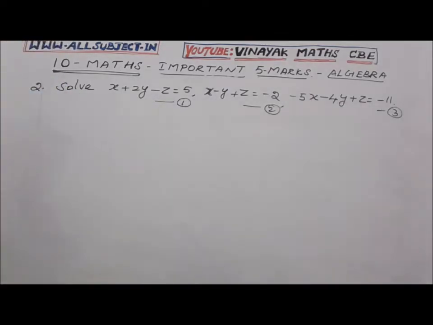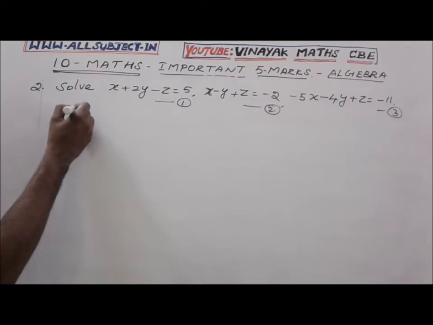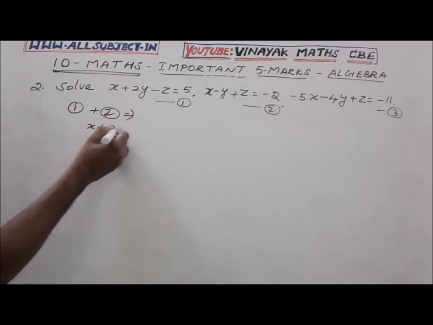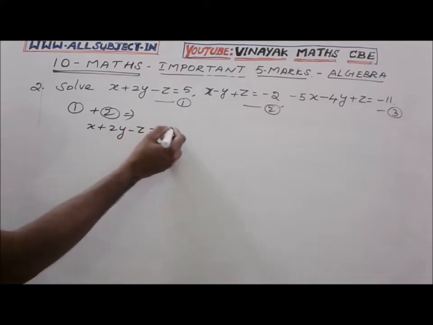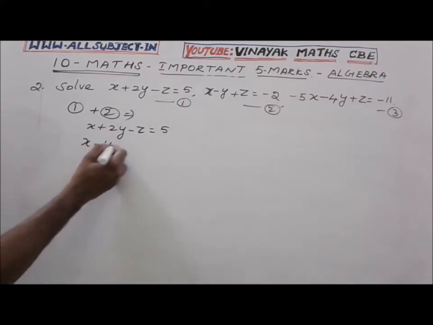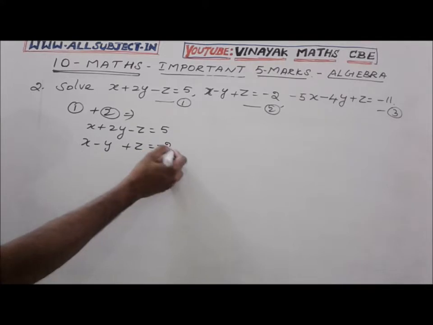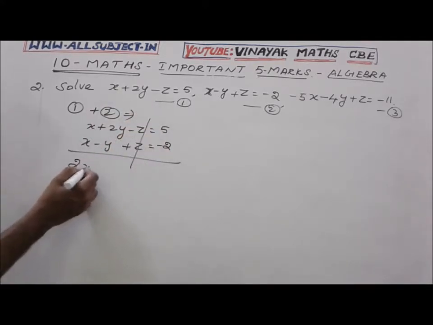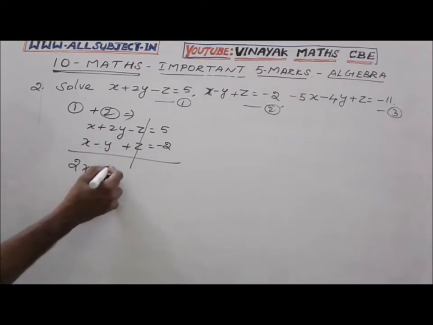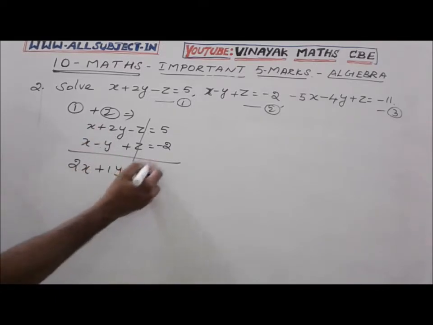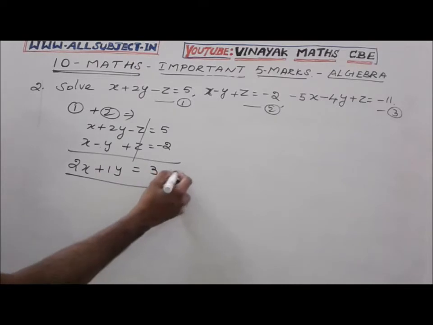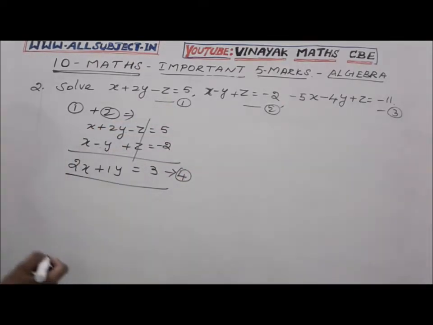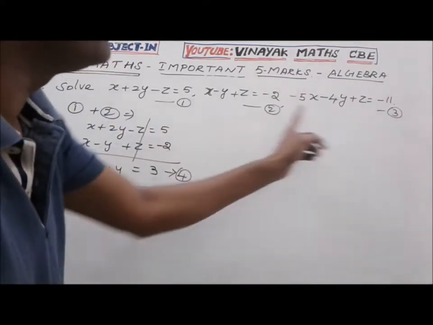So now from 1 and 2, 1 plus 2 implies: 1 is x plus 2y minus z equal to 5 and 2 is x minus y plus z equal to minus 2. Adding these two, z is eliminated. 2x plus 1y equal to 3. Let it be equation number 4. Already we have three equations, 1, 2 and 3. Now it is 4.